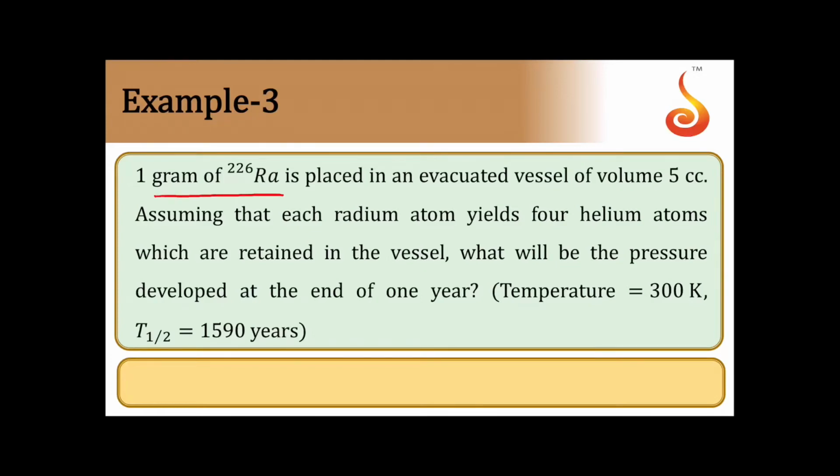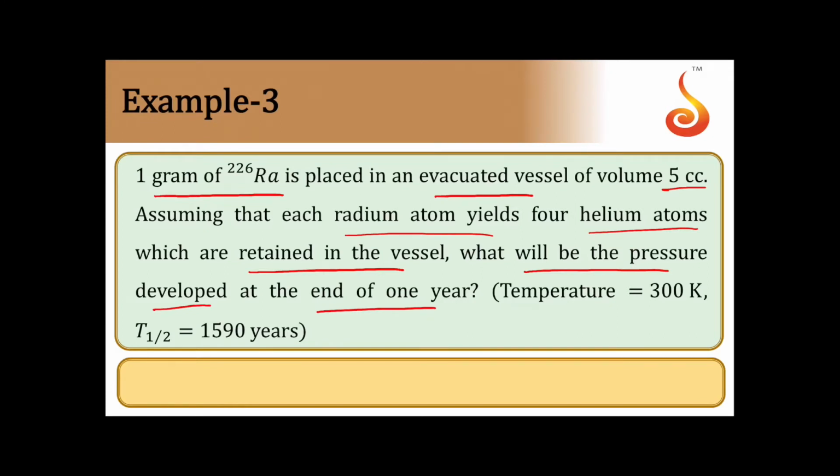1 gram of radium is placed in an evacuated vessel of volume 5 cc. Assuming that each radium atom yields 4 helium atoms which are retained in the vessel, what will be the pressure developed at the end of 1 year? Pressure developed at the end of 1 year.